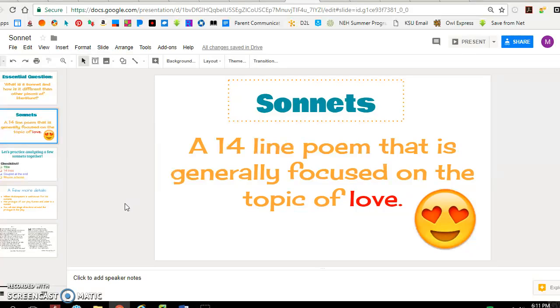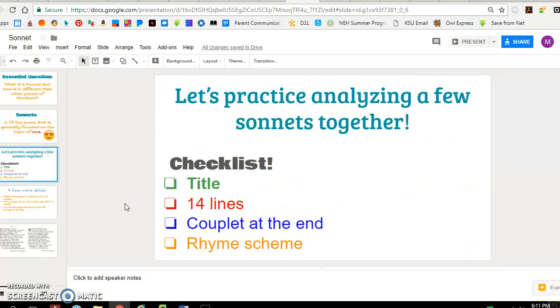So these poems are really, really particular. They're very structured. Like I said, they're 14 lines, and they're always 14 lines. But there's some other pieces to them that I'm going to show you today that you need to make note of. So I'm going to practice analyzing a few sonnets with you by using this small checklist. We're going to look at the title of the sonnets, we're going to look at the lines, we're going to look at couplets, and we're going to look at rhyme scheme, and I'll talk to you a little bit about what those mean.